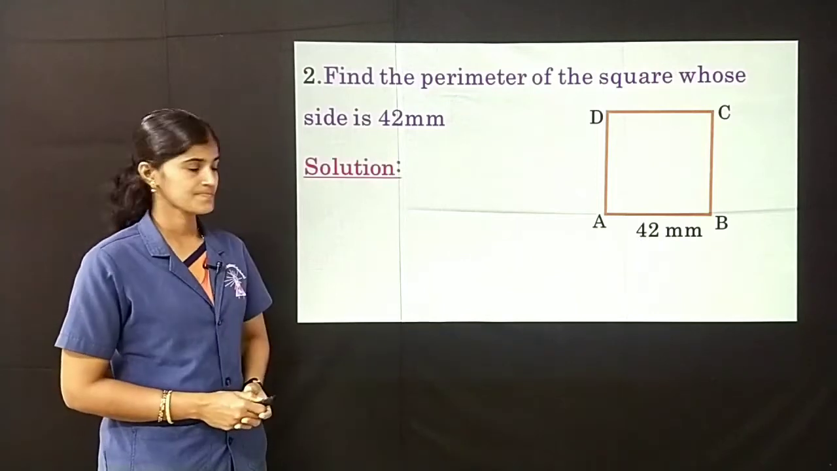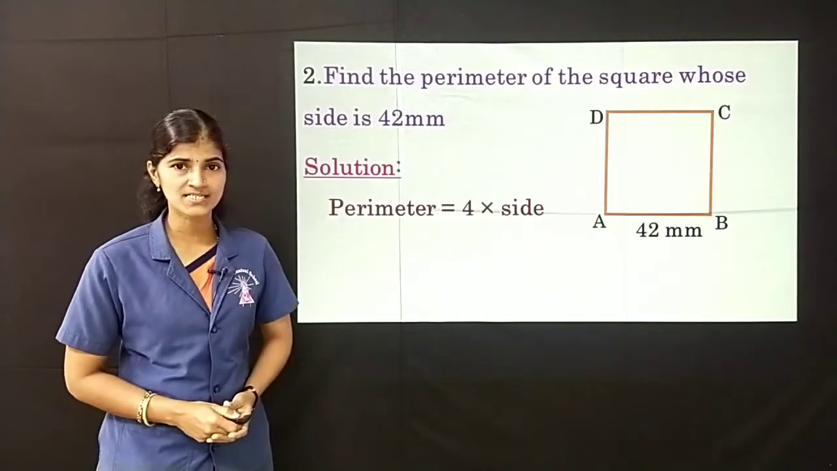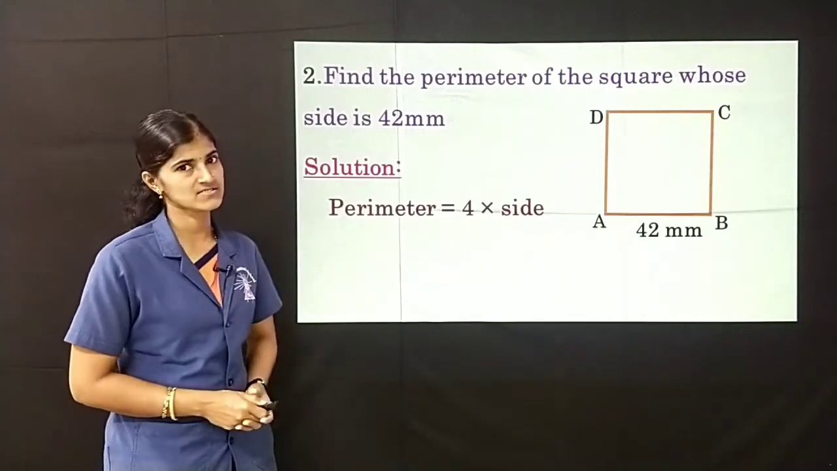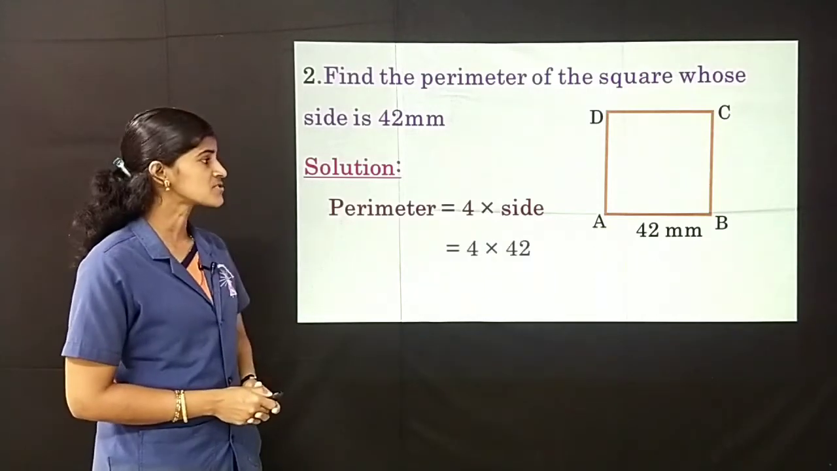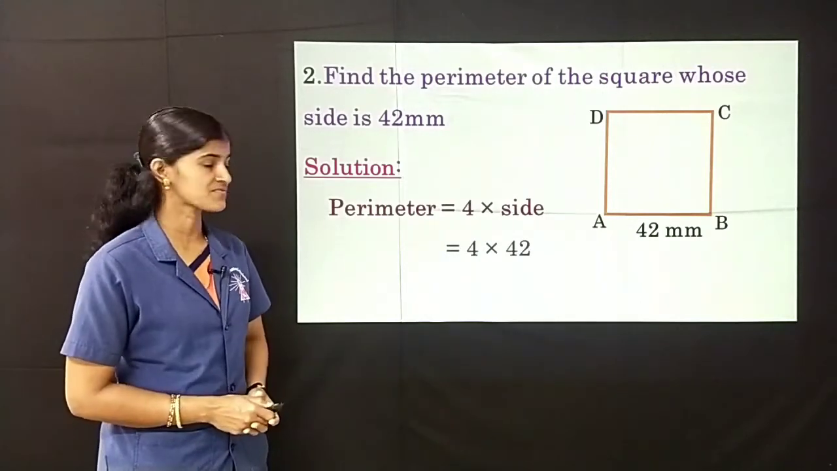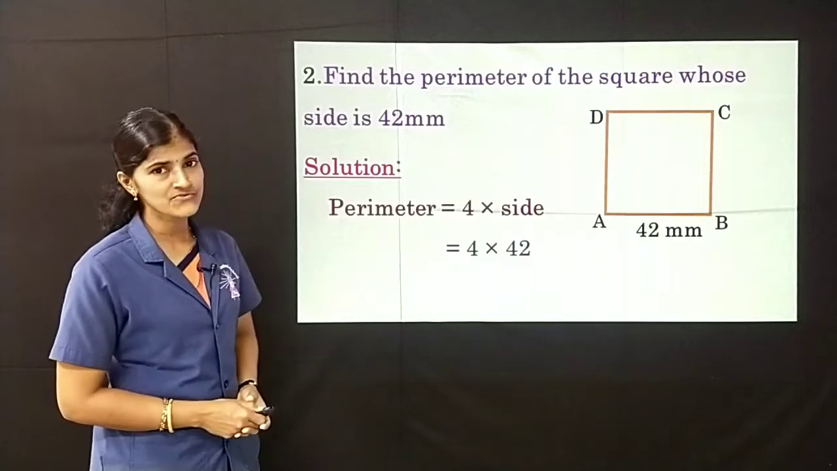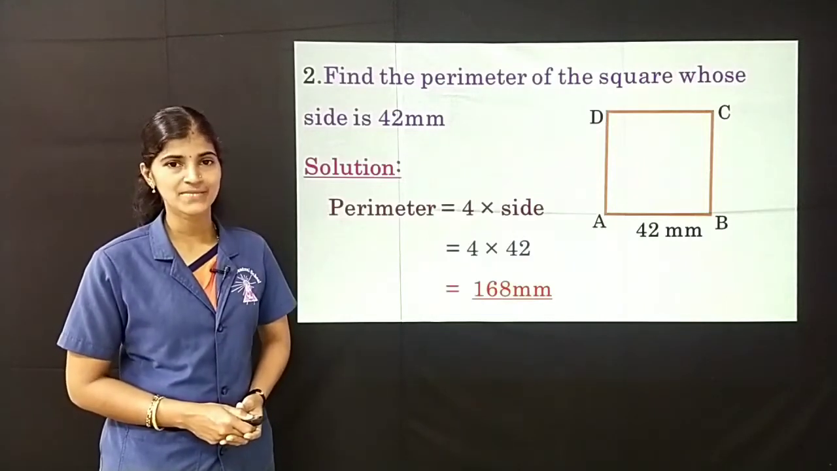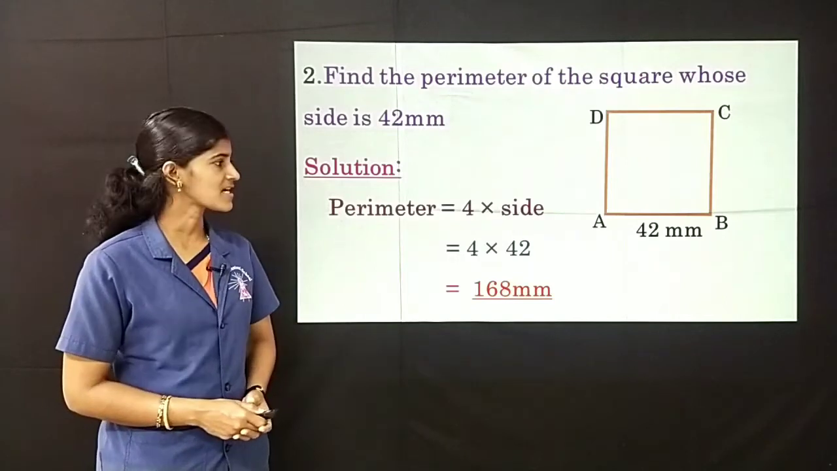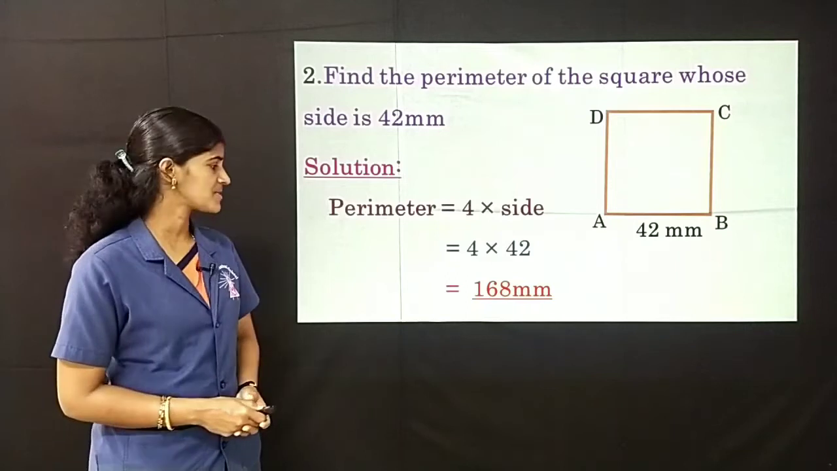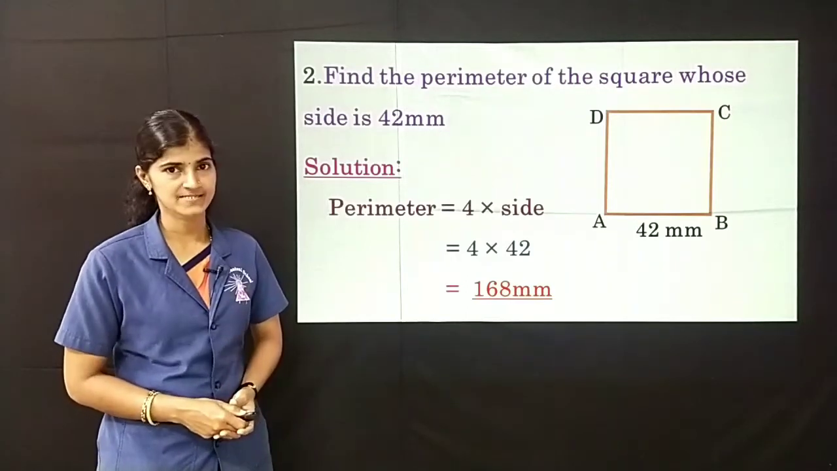Then, solution. We know the formula that perimeter is equal to 4 into side in case of a square. So, 4 into one of the sides, which is 42 millimeter. Let us put that directly. 4 into 42, the answer will be 168 millimeter. The side is in the unit millimeter, so let us put the same unit. It will be 168 millimeter.